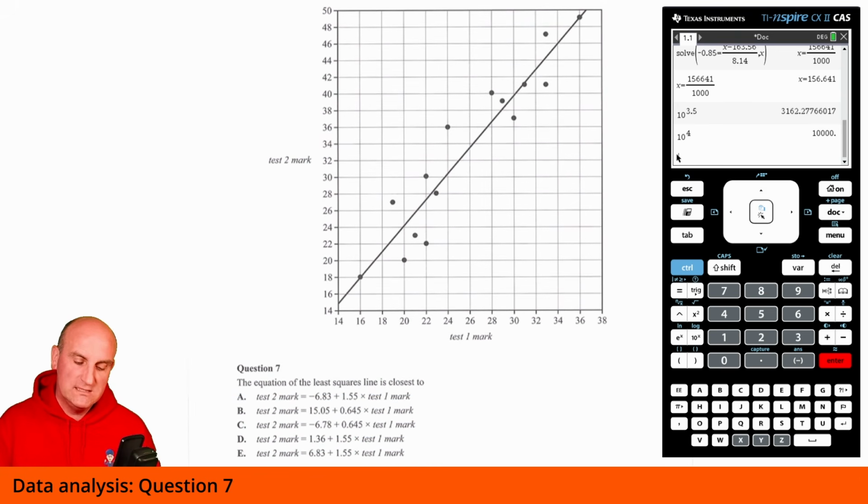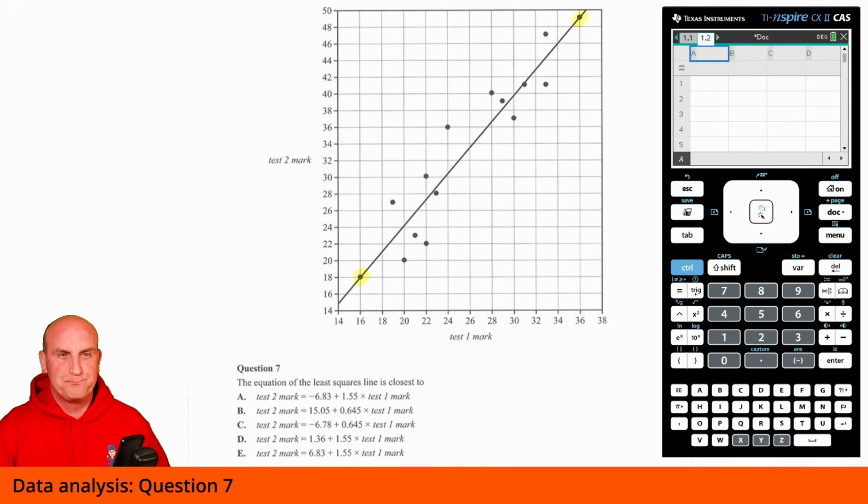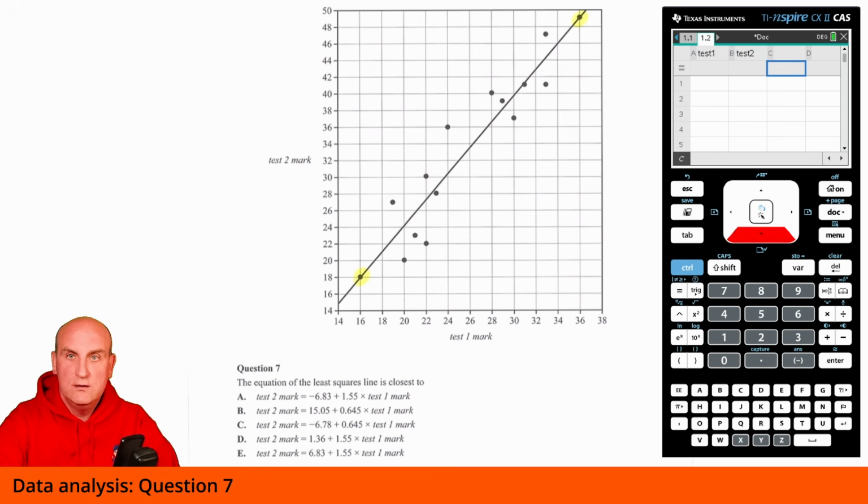Now again, in this situation, what I do is I tell my guys choose 2 points on or near the line. So let's actually choose those 2 points there. And what am I going to do? I can do a linear regression with just those 2 points. So I'm going to do control and doc. Let's add a list and spreadsheet. Let's put this as test 1, test 2.